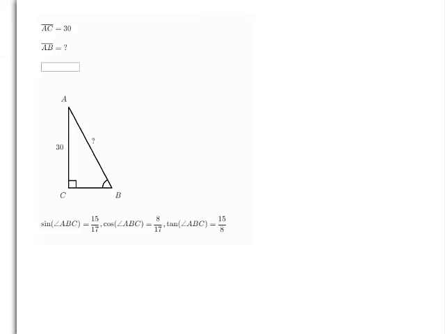Hey everybody, so here what we're going to do is take some given information and solve for the missing pieces. So here we have a triangle ABC with a right angle C. We're given that AC is 30 and we're trying to find AB. Now it gives us all this really cool information down here that we're going to use to solve for this missing piece.